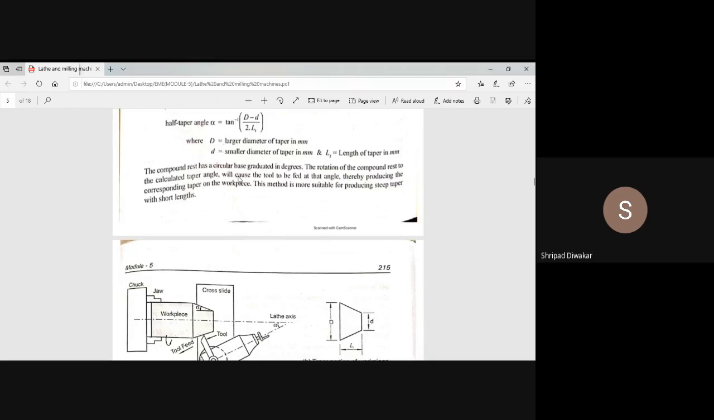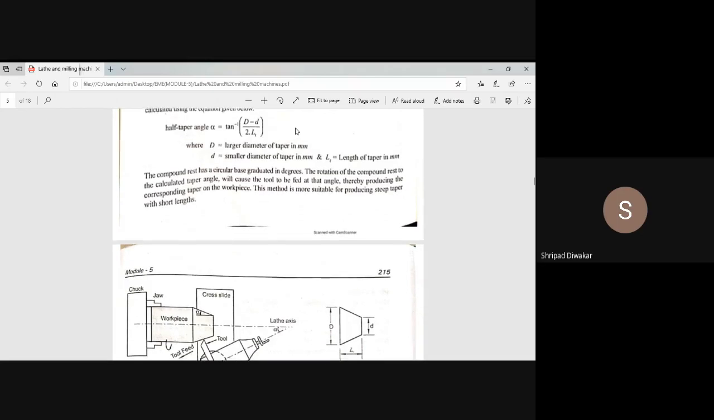Then we are going to set that 20-degree angle. Then according to that, the tool moves at an angle of 20 degrees. And that is the main aim of taper turning by rotation of the compound rest. Okay, so you remember this formula.